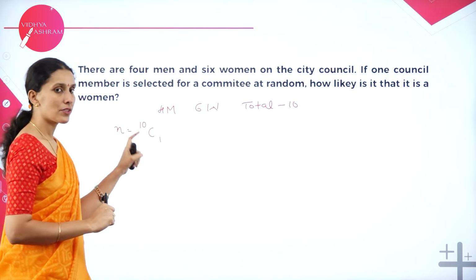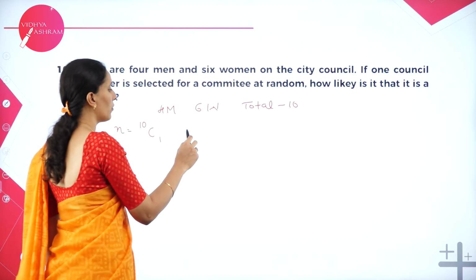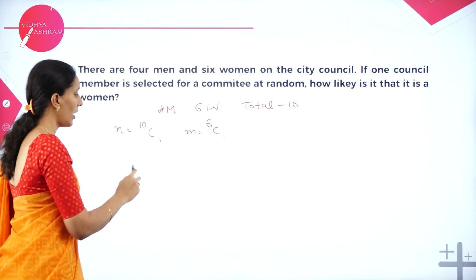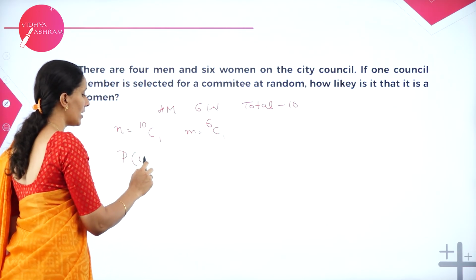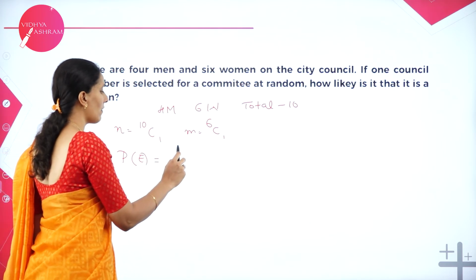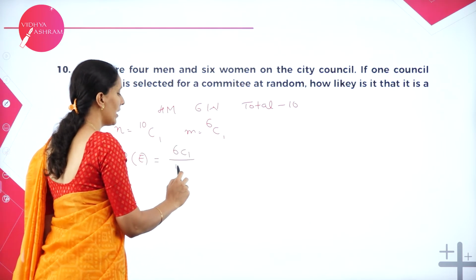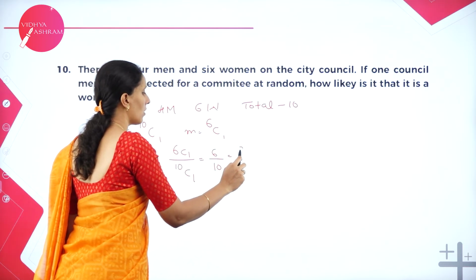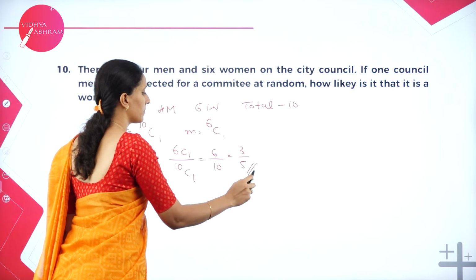So what are the chances of selecting a woman? Out of 6 women, we can choose 1 woman. So if you take it as an event E, that is choosing a woman, then the probability value is 6C1 by 10C1. That is 6 by 10, which is equal to 3 by 5.